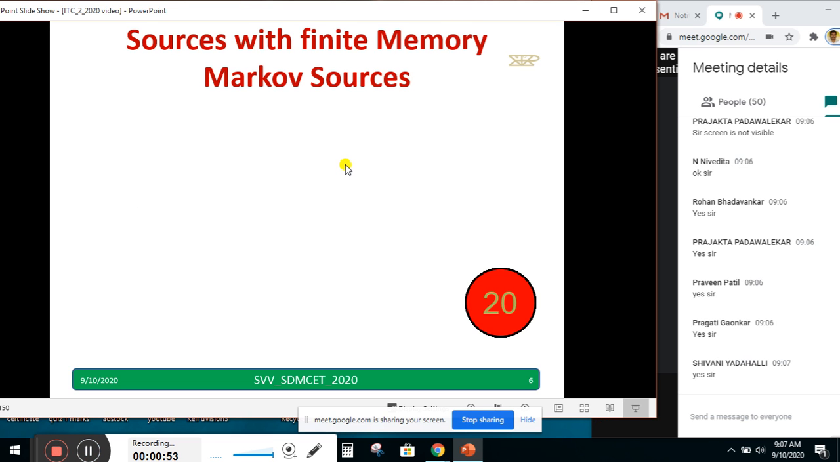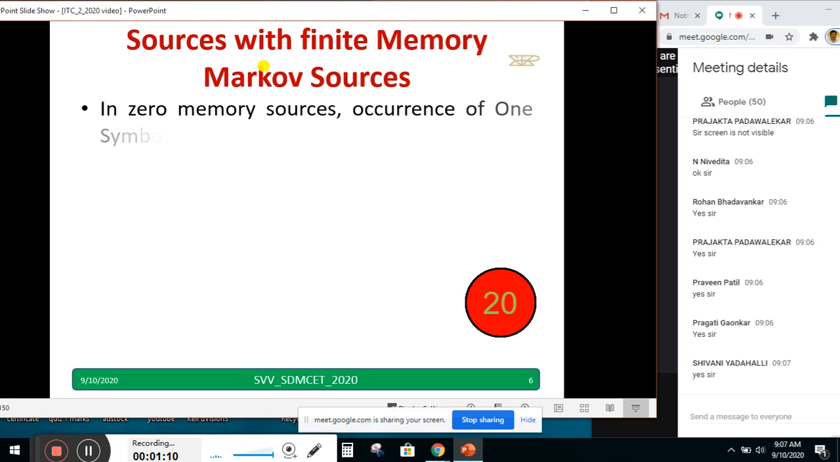Another is finite memory sources, which means the present occurrence of a particular symbol depends on the previous symbol. Now we'll have some examples. We'll discuss some examples now in this class.